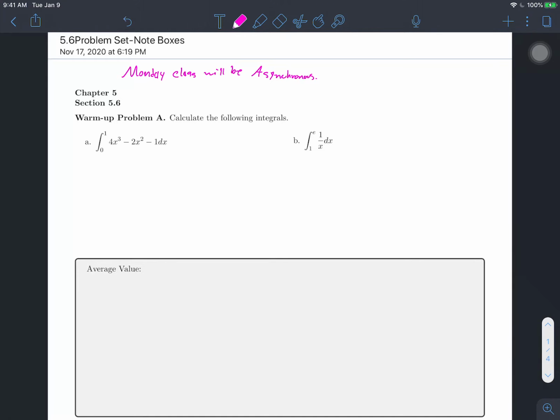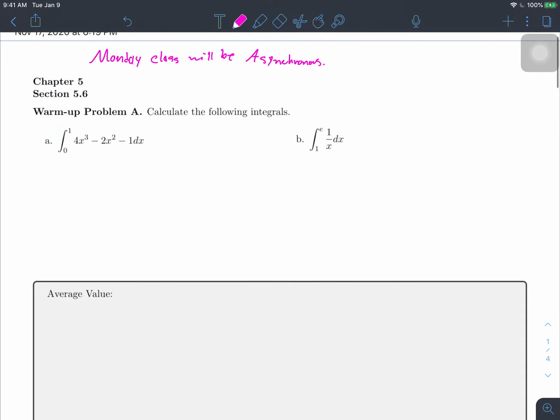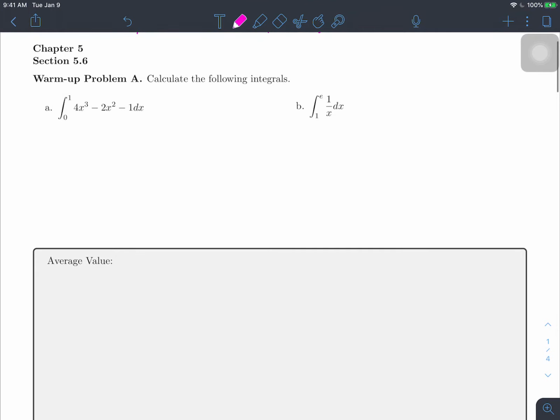Okay. Then let's jump into the warm-up problem. Let's do these two integrals here. We'll take 3 or 4 minutes to try them out. And then we will learn about average value.